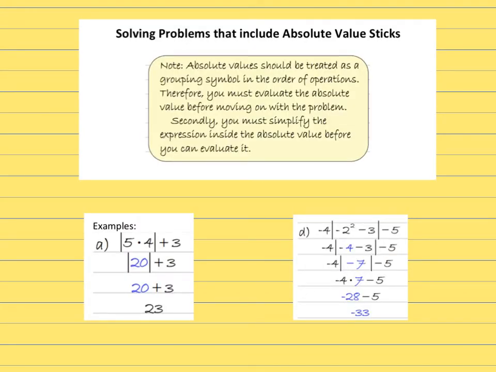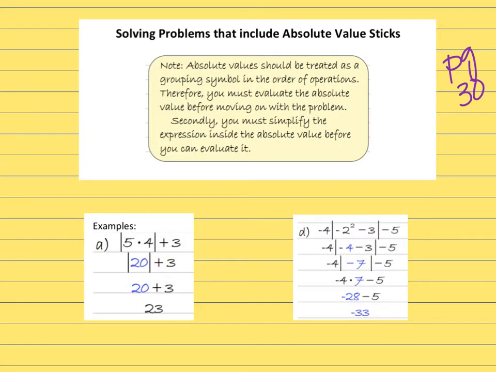All right, so the next page of your journal, this is where we're going to do some practice questions. And for those of you in my class, this is page 30 in our journal. We're going to take a quick look at this note up here. It says absolute value should be treated as a grouping symbol.